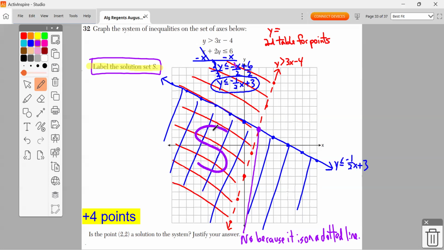That creates this double shaded area right in here. You had to label it with the letter S. So you need that letter S right here in the double shaded area.